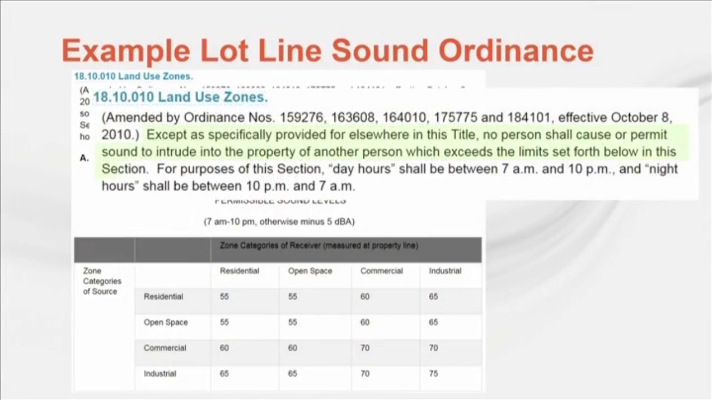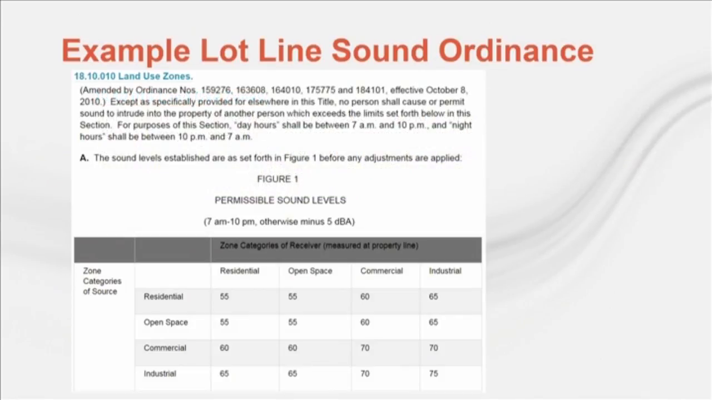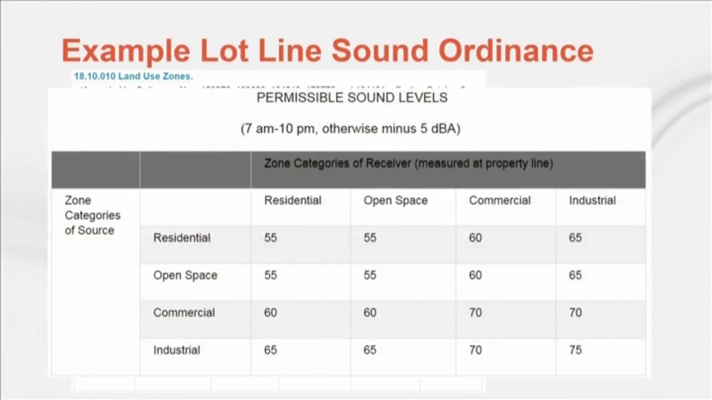First, the ordinance describes the property line, or lot line, as the boundary. Next, it divides the day into day hours and night hours. Finally, a table is displayed with various A-weighted sound pressure levels for the source and receiver zoning categories. In this example, the night hour sound levels must be 5 dBA lower than the day hour levels.